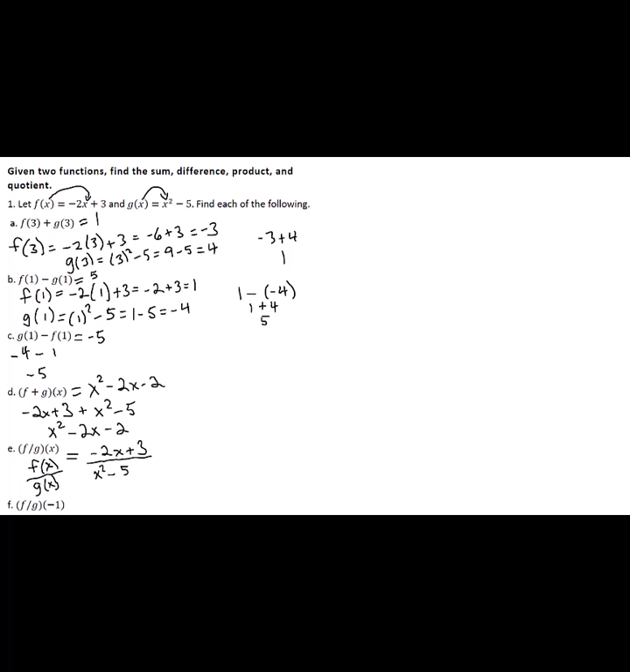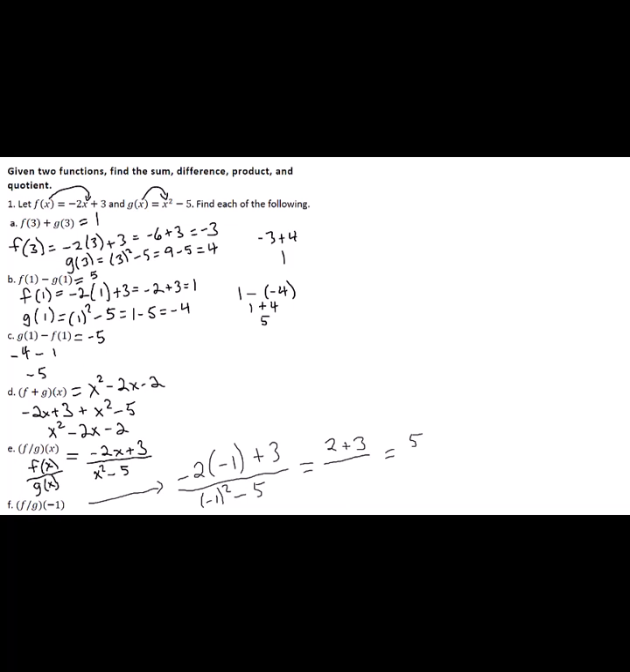So let's take this -1 and plug it in. So now we have -2 times -1 plus 3, and then we have -1 squared minus 5. So with -2 times the -1, that gives us 2, plus 3 gives us 5. 2 plus 3 is 5.